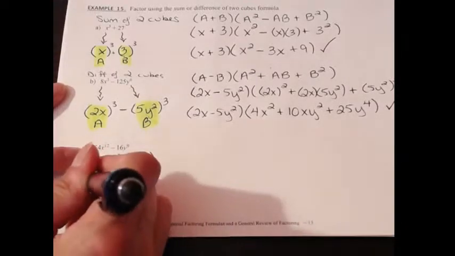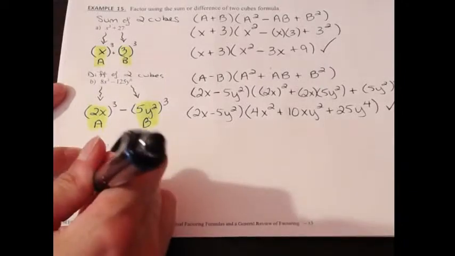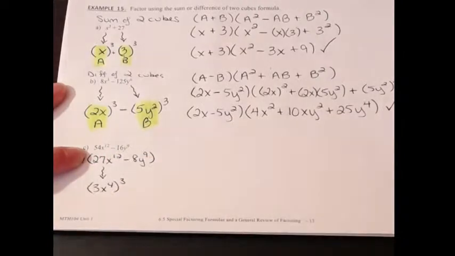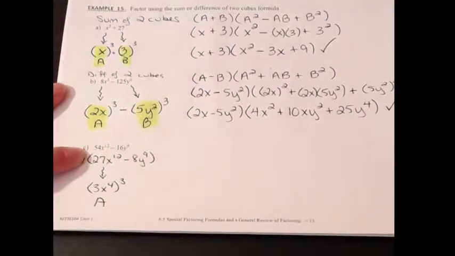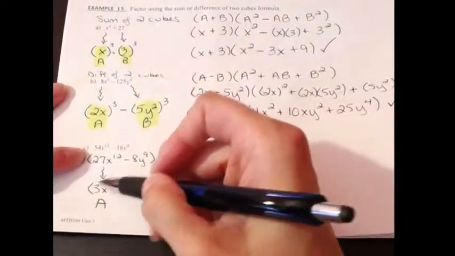So having said that, we know that 3x to the 4th multiplied by itself 3 times, 3x to the 4th times 3x to the 4th times 3x to the 4th, that's what gives us 27x to the 12th. So we have found our A.